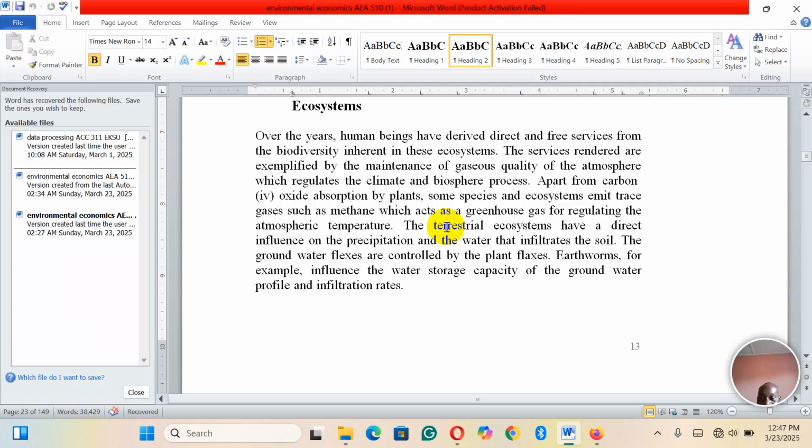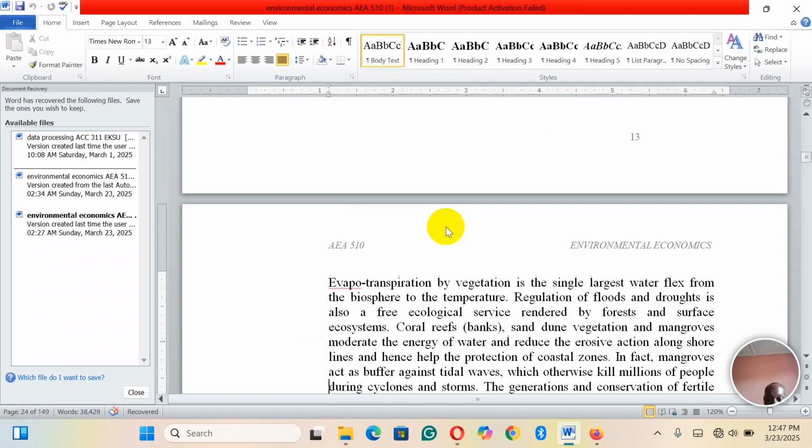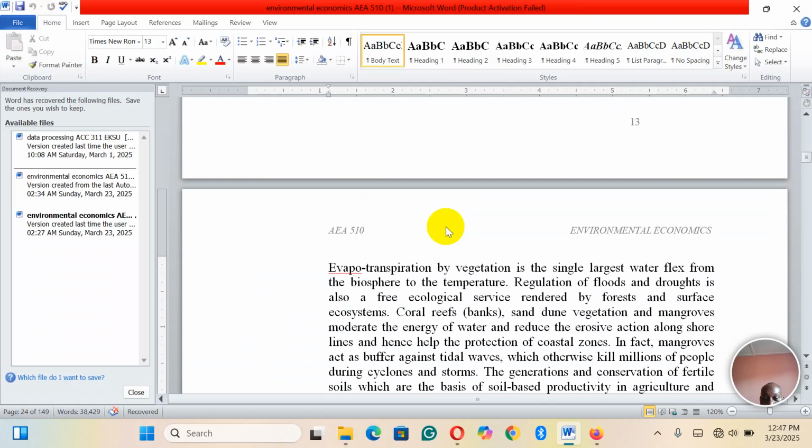The terrestrial ecosystem has a direct influence on the precipitation and the water that infiltrates the soil. The groundwater fluxes are also controlled by the plant fluxes. Earthworms, for example, influence the water storage capacity of the groundwater profile and the filtration rate. Evapotranspiration by precipitation is the single largest water flux from the biosphere to the atmosphere.